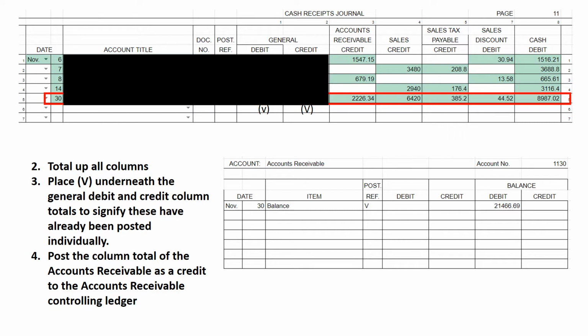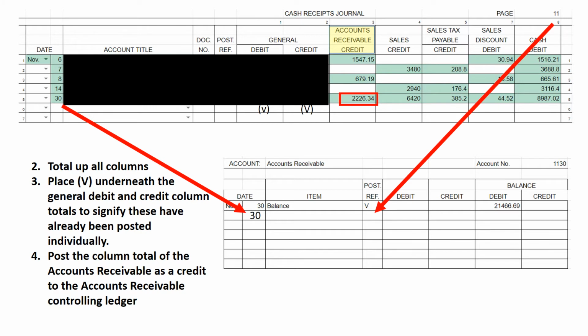So the next step is we are going to take our accounts receivable credit column and post it to the controlling ledger of the accounts receivable. So this is that column total there. We're going to take that column total and post it. The date that we added it up was the 30th. This is coming from Cash Receipts, page 11, CR 11. It's a 2226.34 credit.